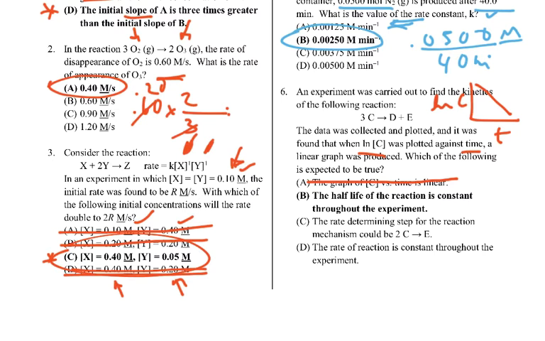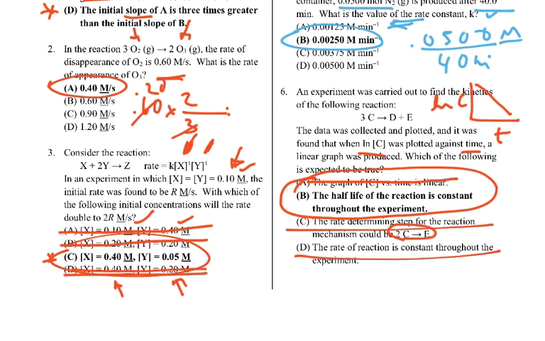The half-life of the reaction is constant throughout the experiment. Okay, that is a little tidbit. When it's a first-order reaction, the half-life is constant. It does not depend on the concentration. So that's true. That's the answer. Let's try C. The rate determining step for the reaction could be 2C equals E. No, that couldn't be, because if it was 2 C's in the rate determining step, it would be second order. So that can't be right. And the rate of the reaction is constant throughout the experiment. No, that's the definition of zero order. That's actually the same exact as A. So that's not true. The only one that's good is answer B.